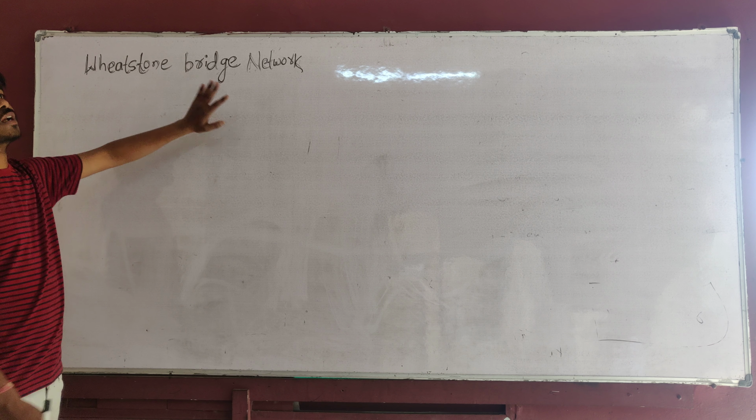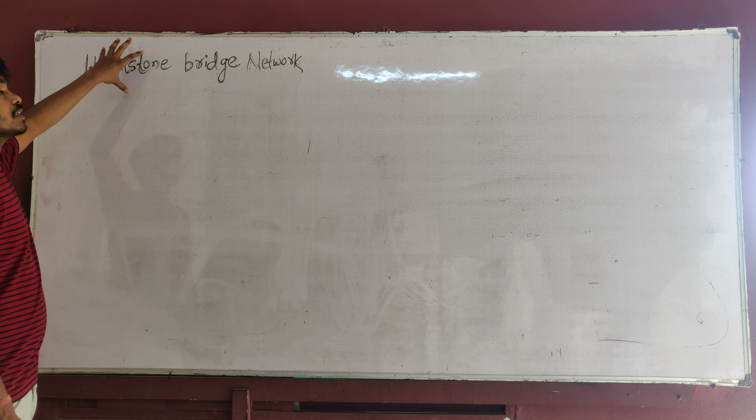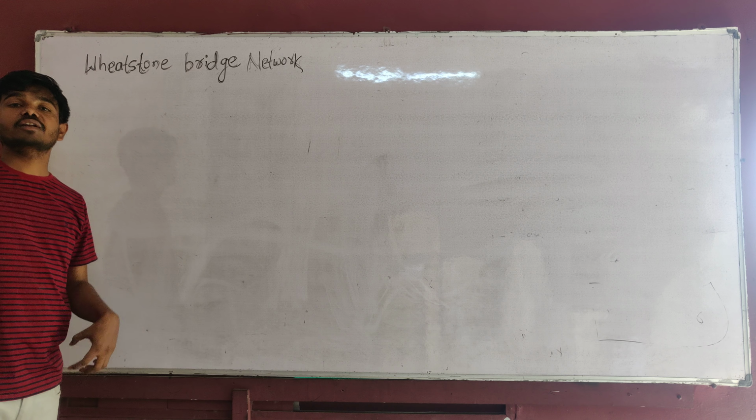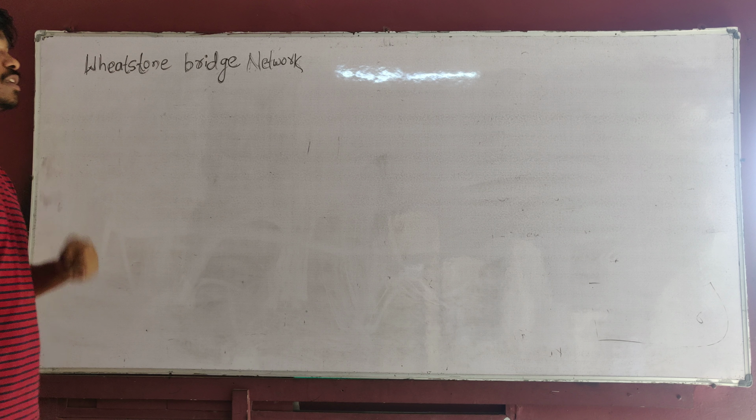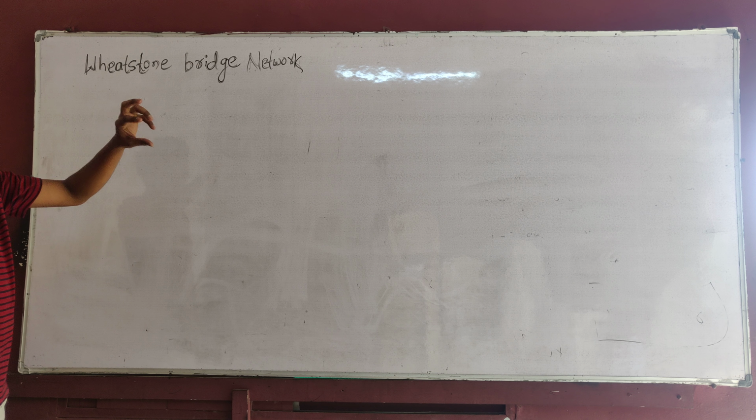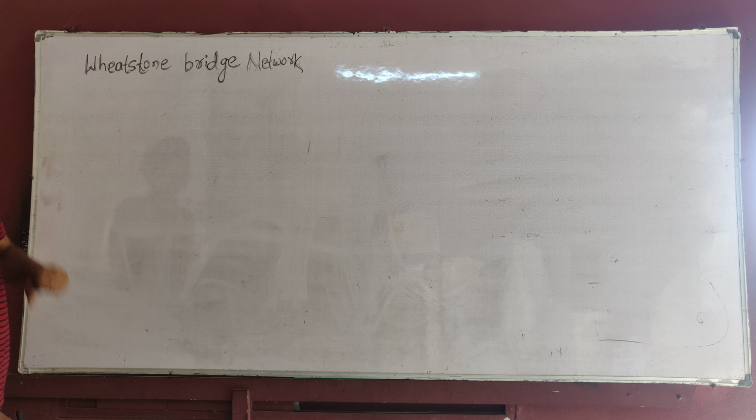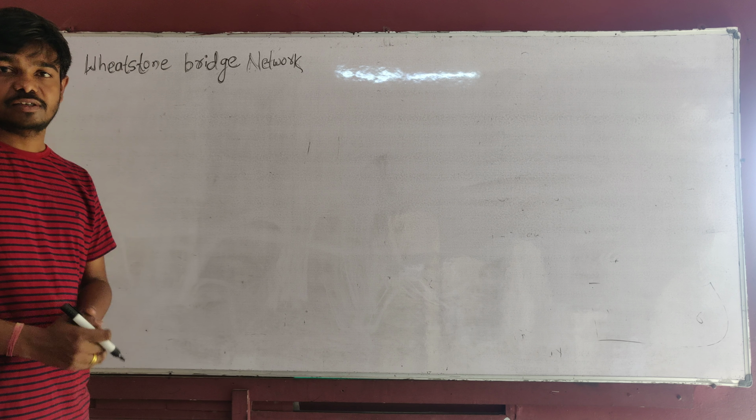It is also called as Whiston network. So this network is demonstrated by the scientist Whiston, and this network is used to find the value of unknown resistance. So now we have to discuss about this Whiston network and find the relation between that four resistances that is used in Whiston network. So this is the Whiston relation. Now question is that deduce the relation of Whiston network for finding the value of unknown resistance.